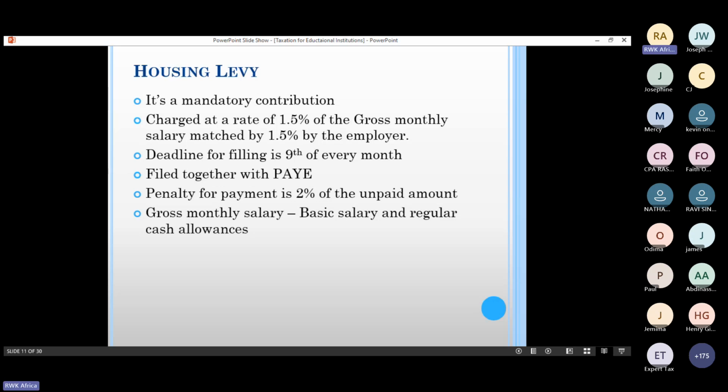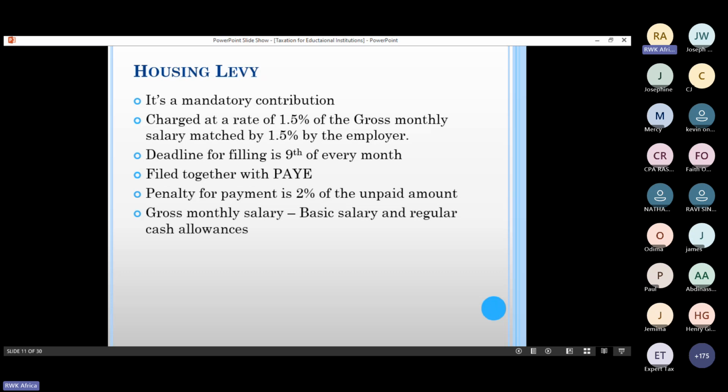The other one is the housing levy. So the housing levy is a mandatory contribution. It is charged at a rate of 1.5% of our gross monthly salary, matched by 1.5% by the employer. So in this case, it operates the same as the NSSF. The employee contributes 1.5% and the employer contributes the same 1.5%. So at the end of the day, 3% will be deposited into your account as the employee. And the deadline for filing is the 9th of every month.